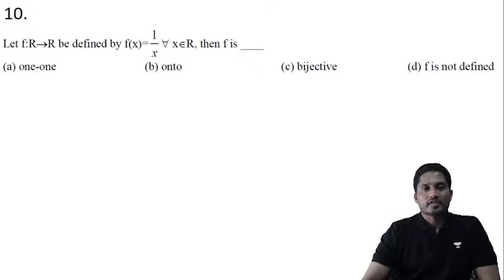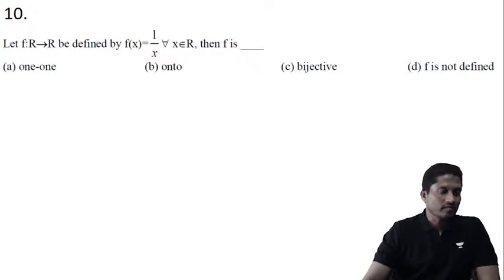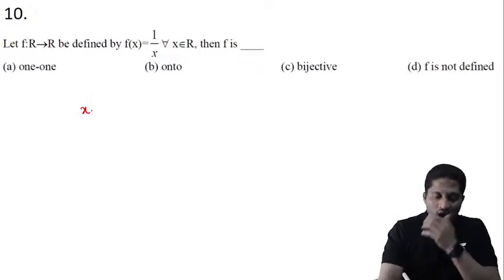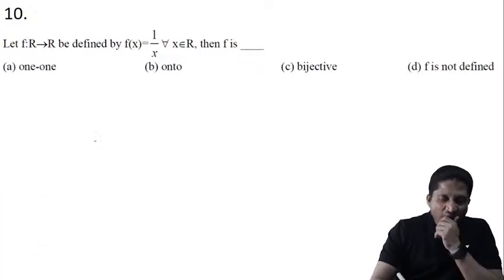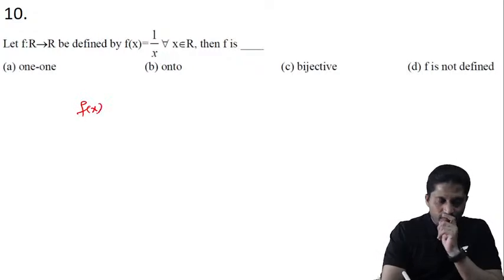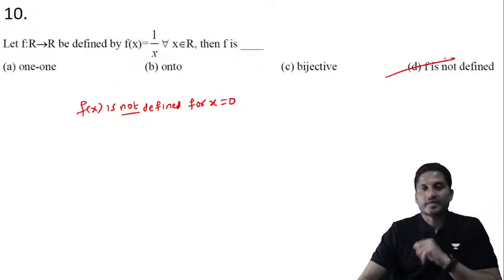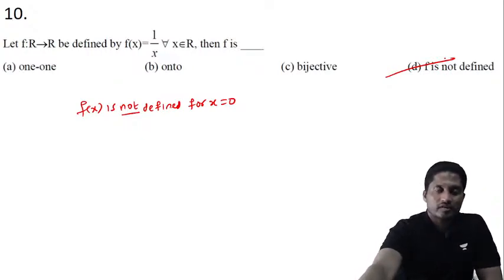F is a function from R to R. F of x is equal to 1 by x. Then which of the following is true? See, f of x is not defined, right? F of x is not defined for x is equal to 0. That's why f is not defined. At x is equal to 0, the function is not defined.